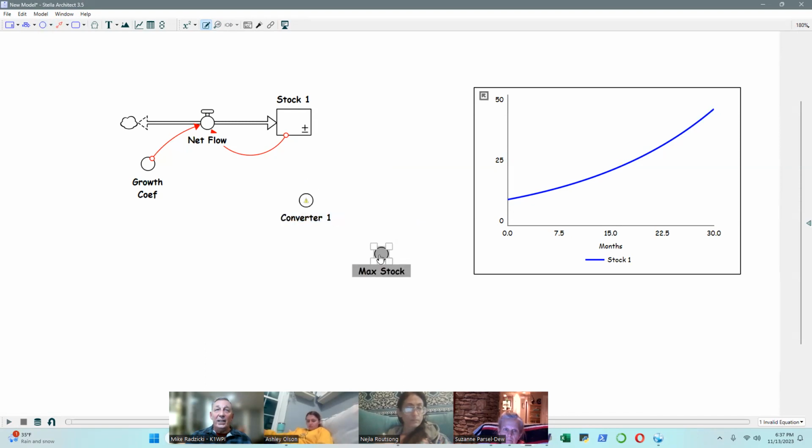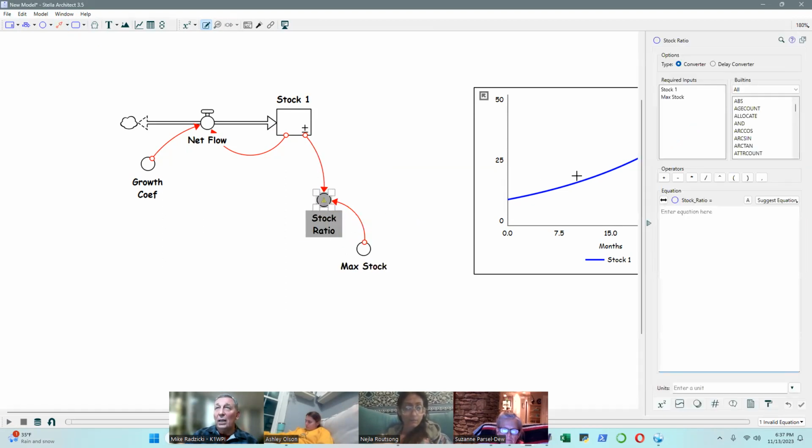We can say stock ratio is going to be the ratio of the stock. If the stock is sales, it could be the market size. Yeah, sure, it could be something like that. So stock divided by max stock. If max stock was something that could change, I would probably do 2 slashes just to make sure I don't get a divide by 0 thing going on.